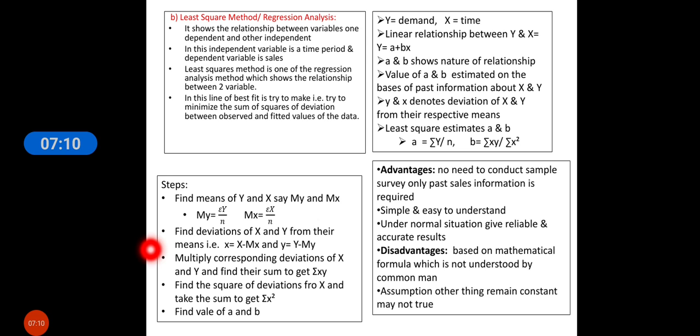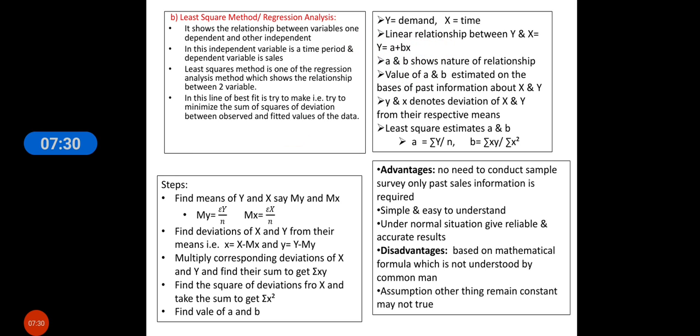Find the value of a and b. With the help of this formula, we will find the value of a and b. Now just put the values in this equation and you will be able to find out the demand. Clear? In the period x.